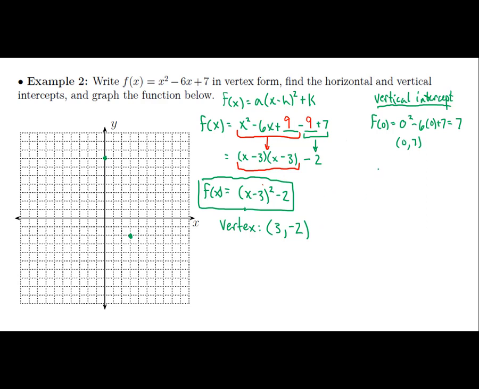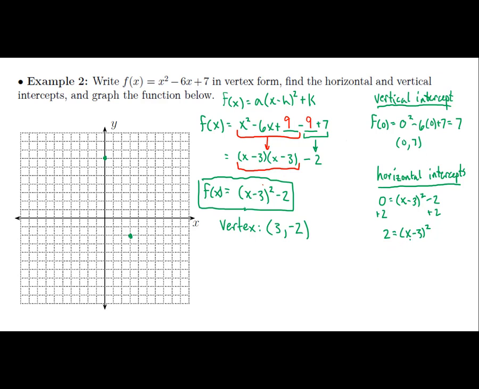And then let's also talk about our horizontal intercepts. So horizontal intercepts are when y is equal to 0. Okay, so in this case, I'm going to use the vertex form of our function here. So the y, or the f of x, is equal to 0 when x is what? So add 2 to both sides. So this will be 2 is equal to (x minus 3) squared.